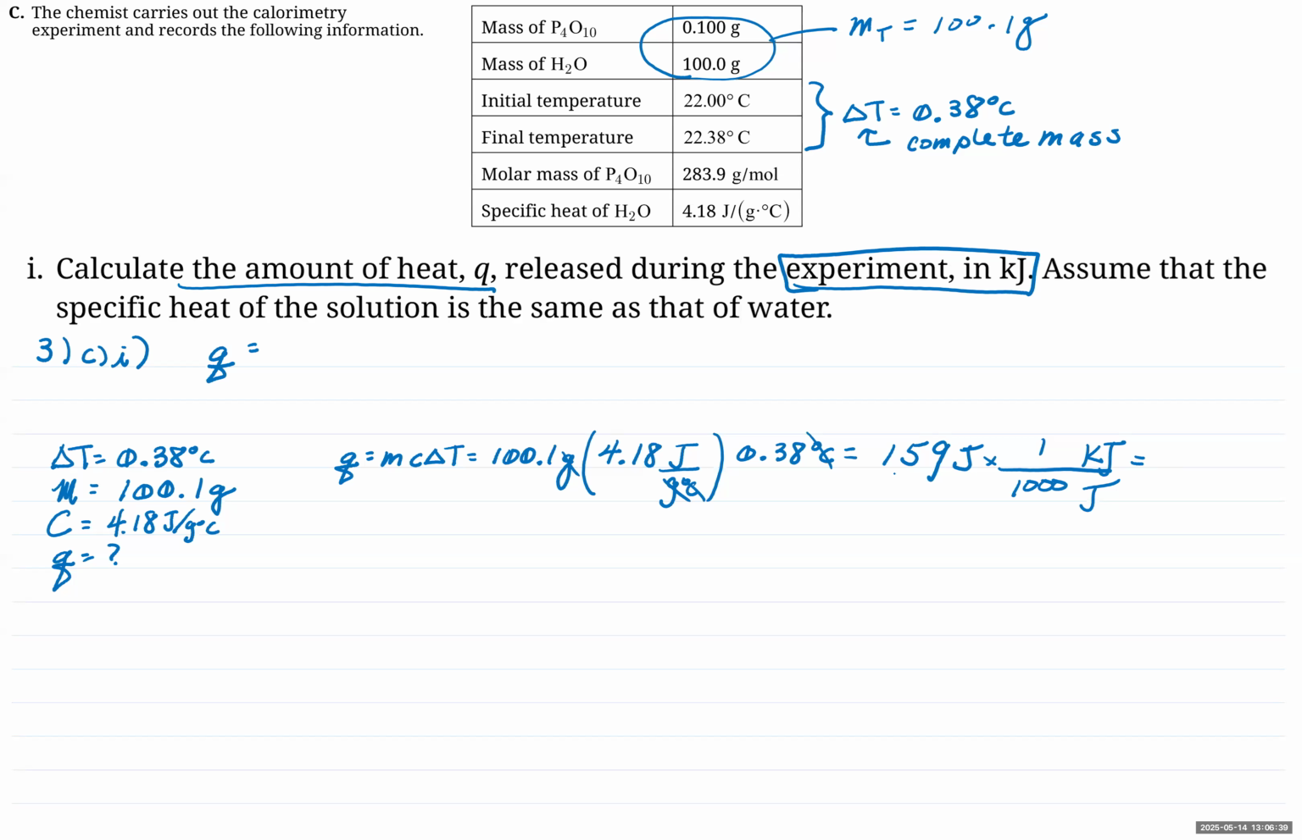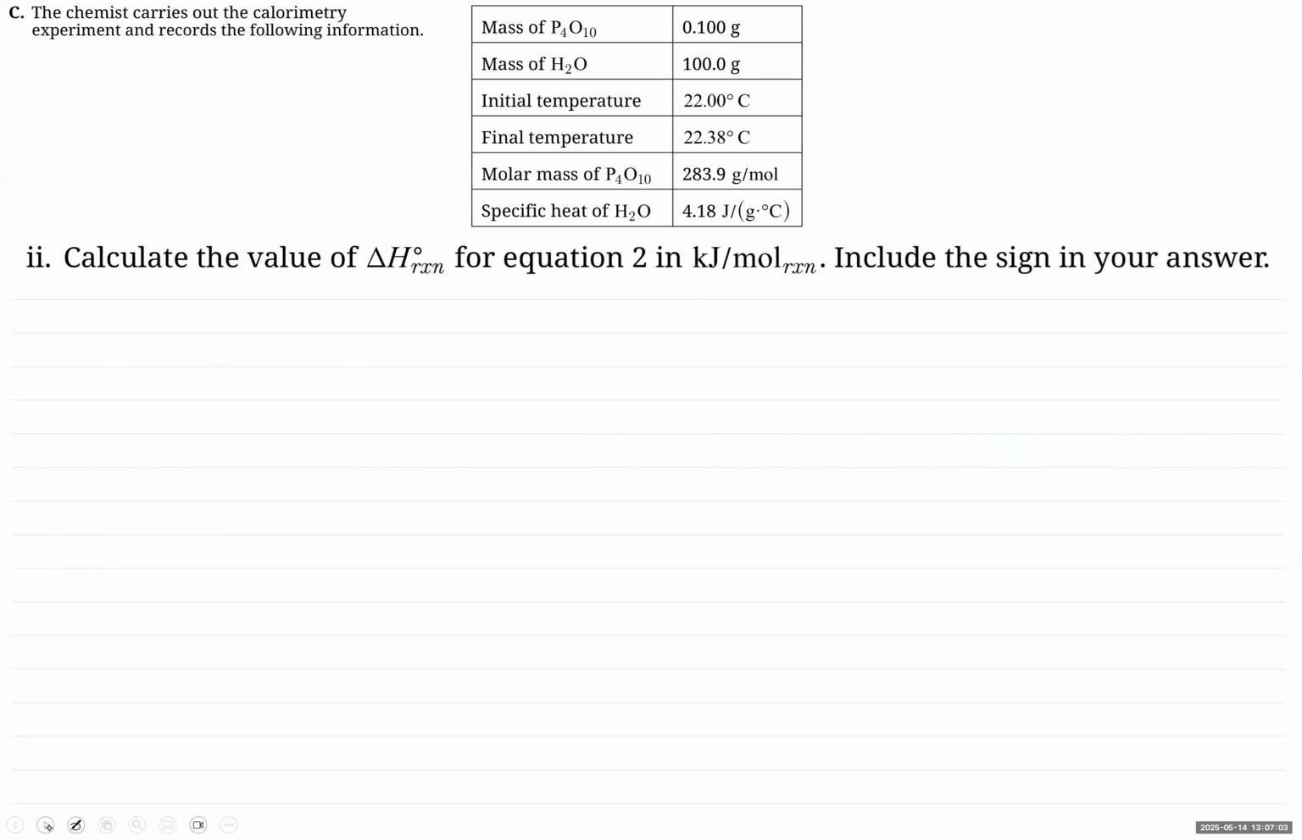Now let's look at our sig figs. Sig figs are going to be limited to 3 sig figures. So it is going to be equal to 0.16 kilojoules. So I'm going to go up here and put 0.16 kilojoules, circle it. It's a good practice, and we are done with 3CI. Let's go to part 2.